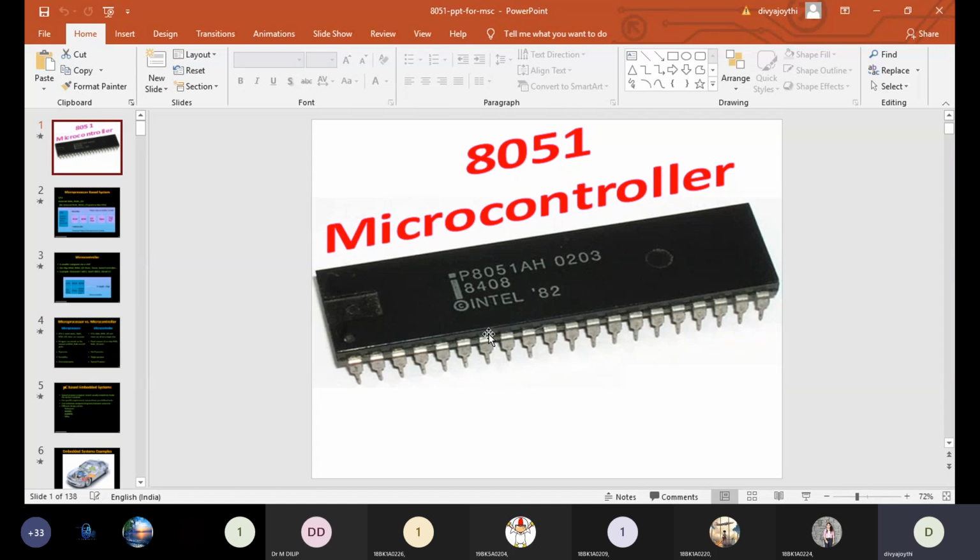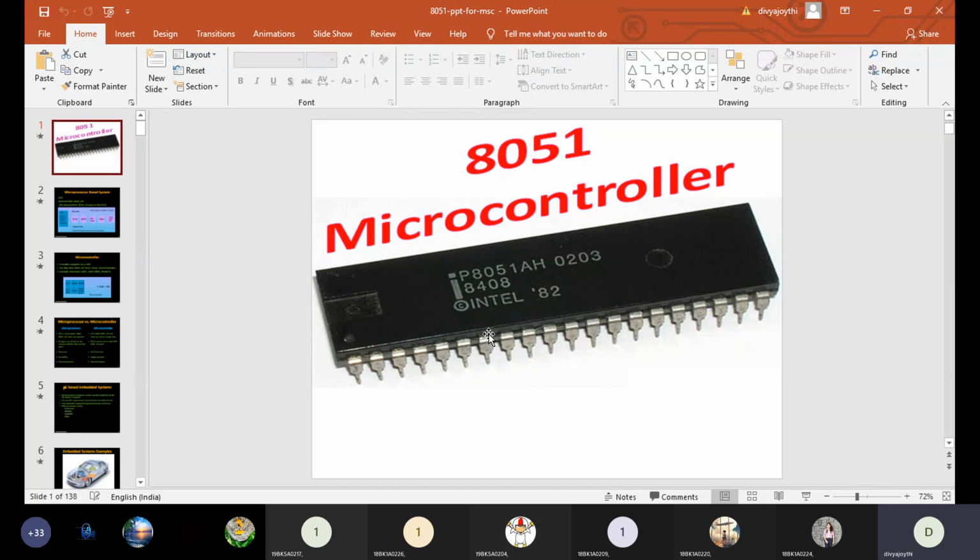This is how the 8051 microcontroller looks when it was introduced by Intel. 8051 is the most widely used microcontroller, and the 8086 microprocessor was also introduced by Intel. And coming to its features, the 8051 is available in a 40 pin package.